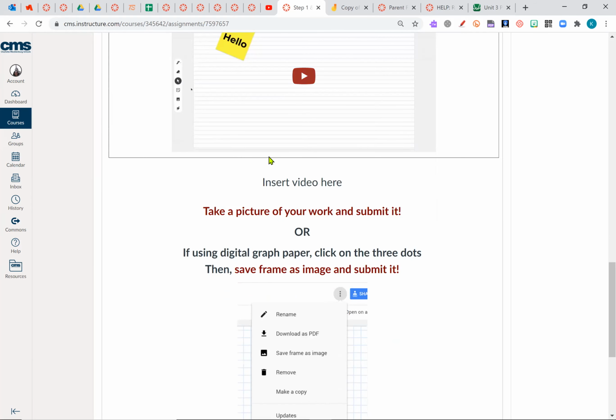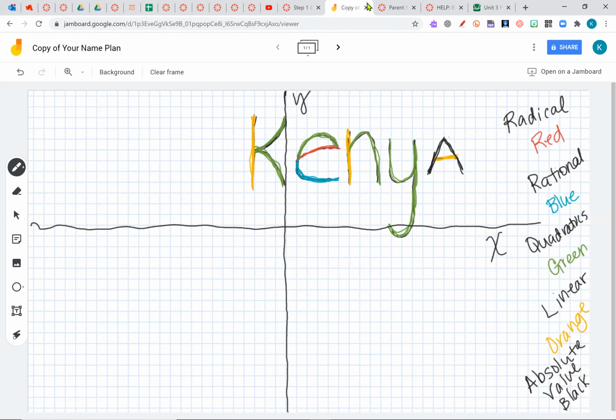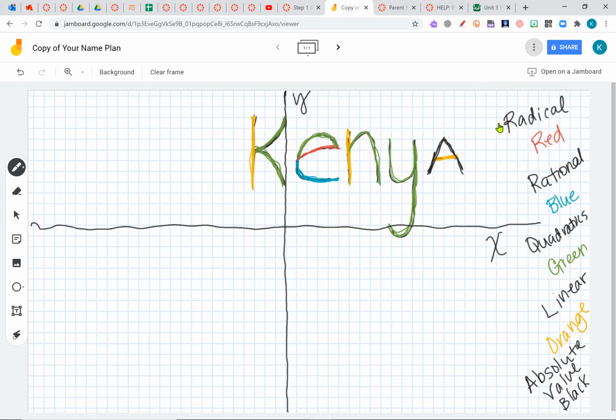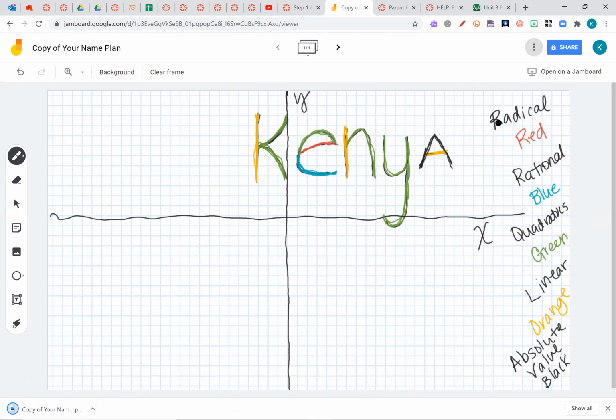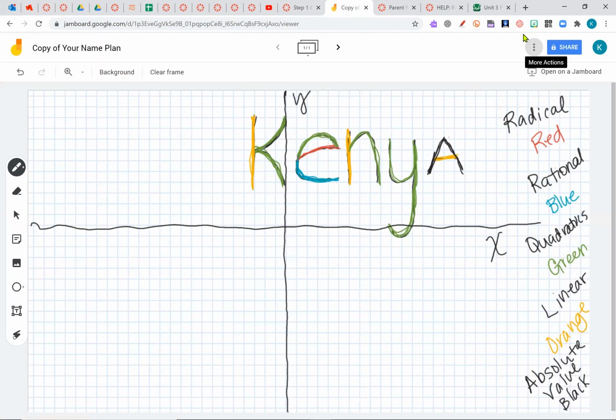So the video that we're recording will go right here. So let's go ahead, and since we're using a digital graph paper, we're going to follow the directions here. It says save your frame as an image and then submit it. So I'm going to come over here to Jamboard. I'm going to go up here to the three dots, and I'm going to save my image as a frame, save my frame, and it downloads, and I'm going to submit that picture. Okay. All right. And you are finished with part 1 and 2.